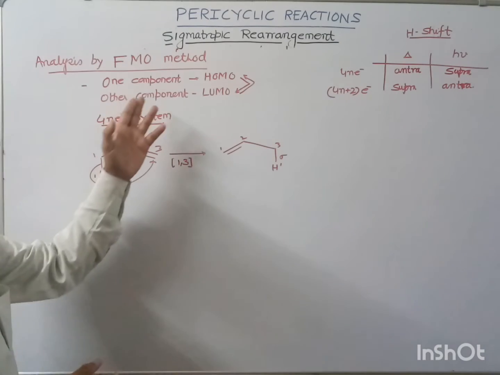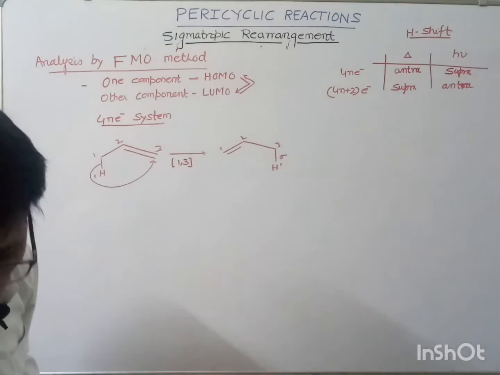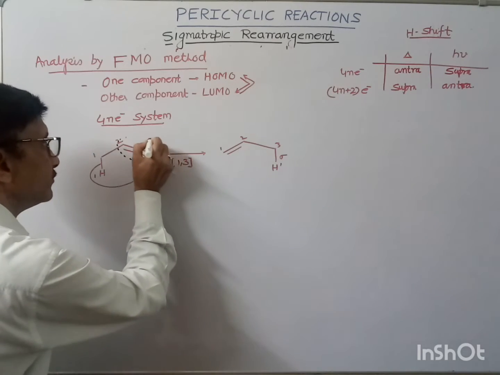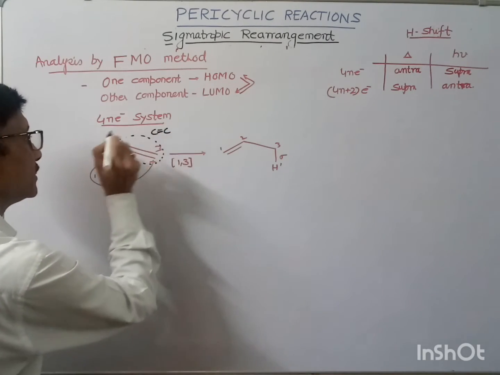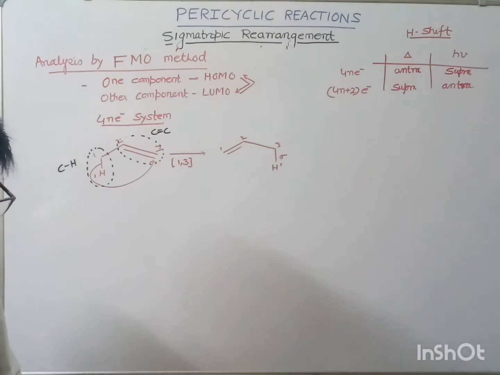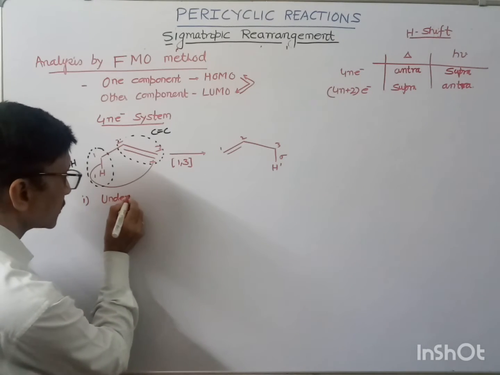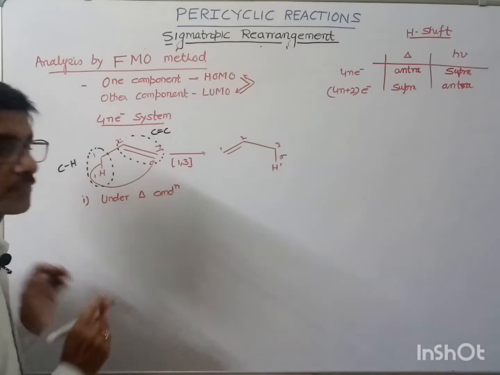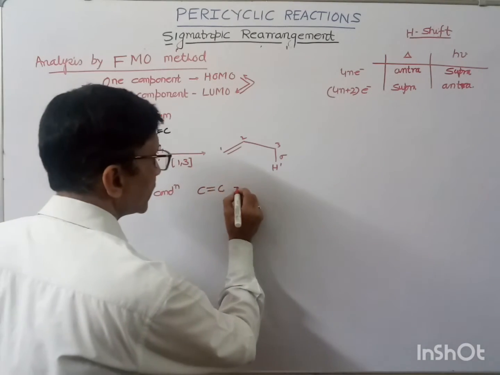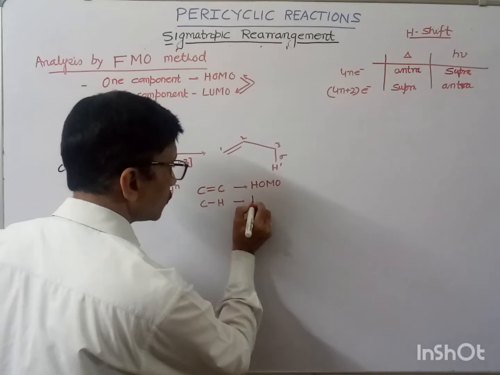Now in the FMO method, one component is taken as HOMO, another component is taken as LUMO. So if you see here, this is our first component, which is the C double bond C, and this is our second component, which is the CH bond. Now under thermal condition, the C double bond C, suppose I take it as a HOMO, and the CH sigma bond is taken as LUMO.